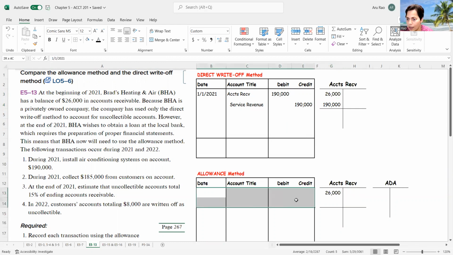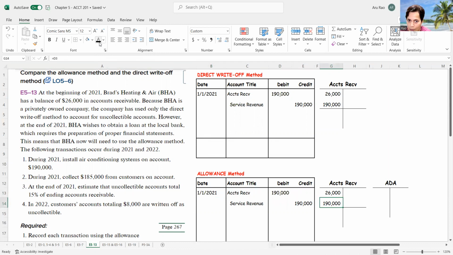Now, would the method be any different if I was using the allowance method? No, this is a transaction. Remember, the direct write-off method and the allowance method, those are only the adjusting entries we're concerned with, not for transactions. So the accounts receivable debit, service revenue credit, that stays the same in both the methods.